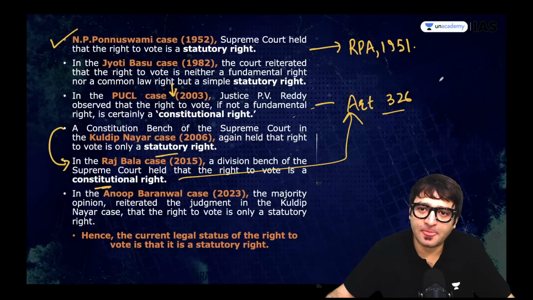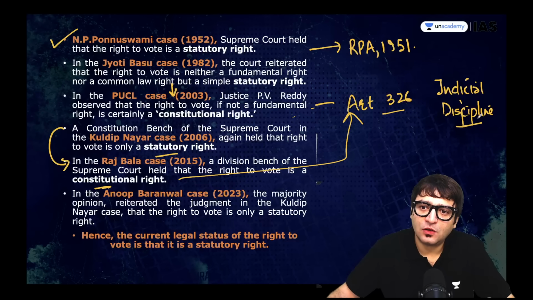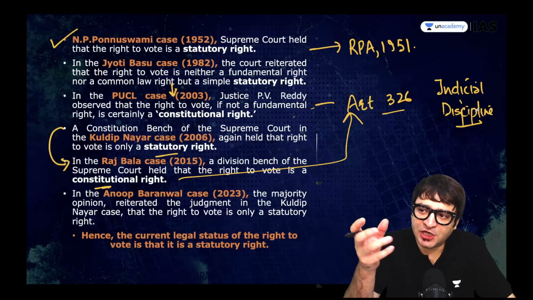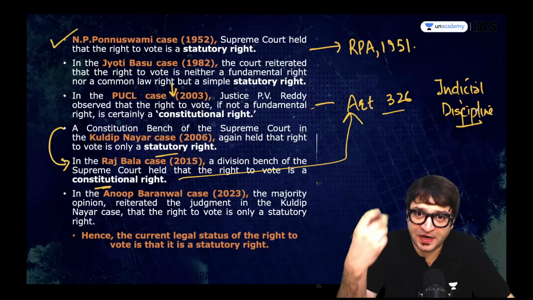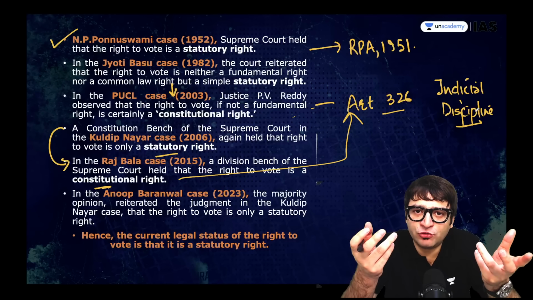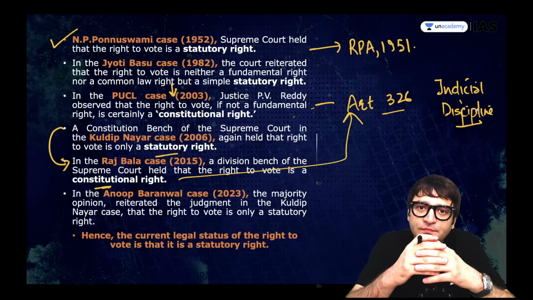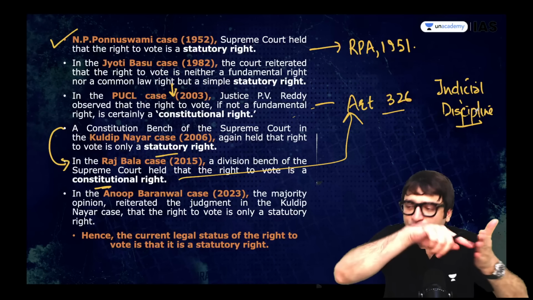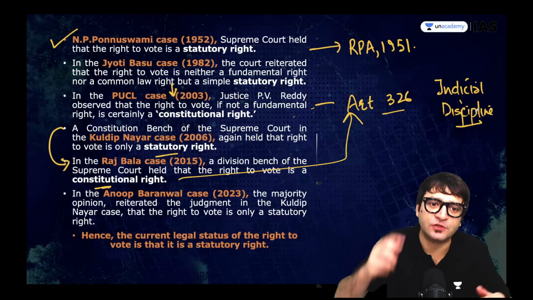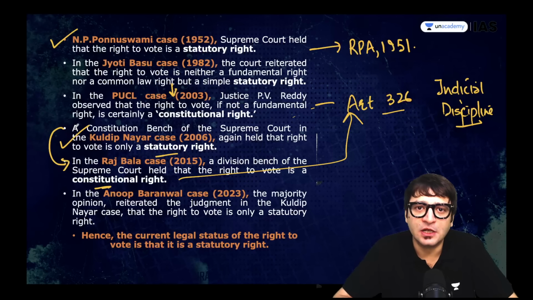But this is where we come across a concept called judicial discipline. Whose judgment will prevail? A judgment given by a wider bench, larger bench, 5-judge bench, or a judgment given by 2 judges, 3 judges bench? Judicial discipline tells us that the judgment given by a larger bench prevails over the judgment given by the smaller benches. So if Kuldeep Nayar case was heard by a constitution bench, this judgment will prevail over a 2-judge bench decision given later.